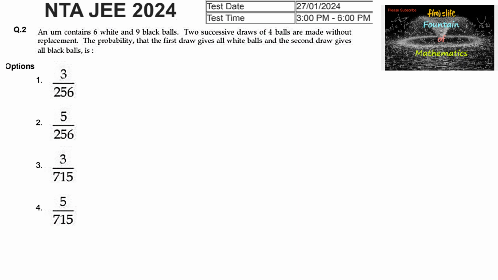An urn contains 6 white balls and 9 black balls. Two successive draws of 4 balls are made without replacement. The probability that the first draw gives all white balls and the second draw gives all black balls. So first we have taken 4 balls and the probability that the first draw gives all white balls.